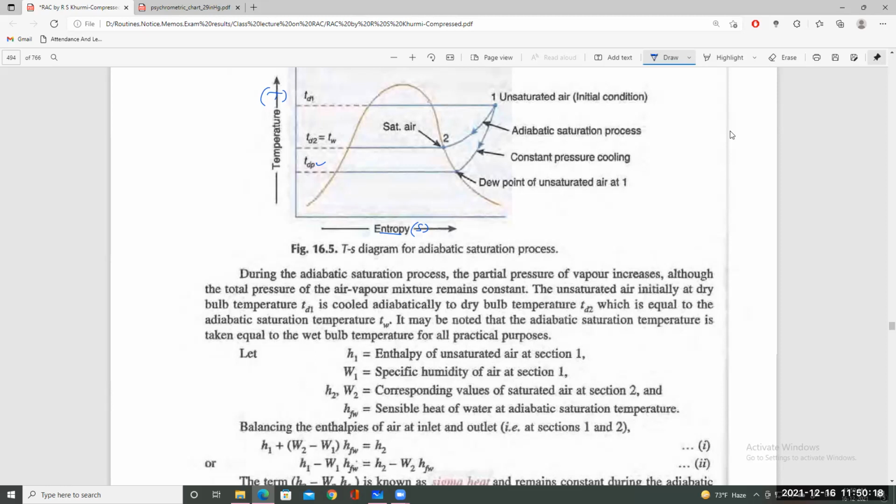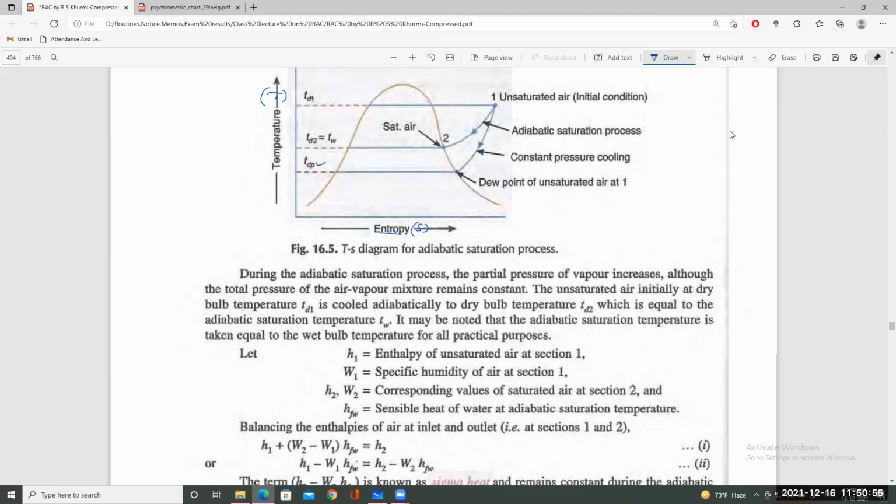Hence, h1 is the enthalpy of unsaturated air at point 1. W1 is the specific humidity at point 1. The specific humidity, or humidity ratio, is the mass of moisture present in 1 kg of dry air. h2 and W2 are the corresponding values at point 2. So h1 is the enthalpy of unsaturated air at section 1, and h2 at section 2.